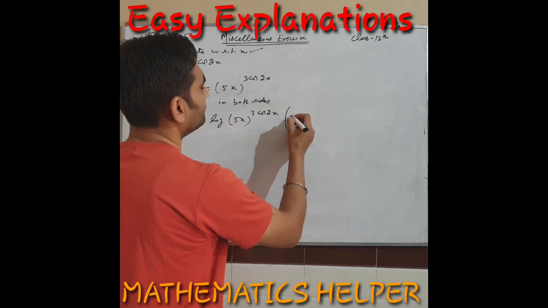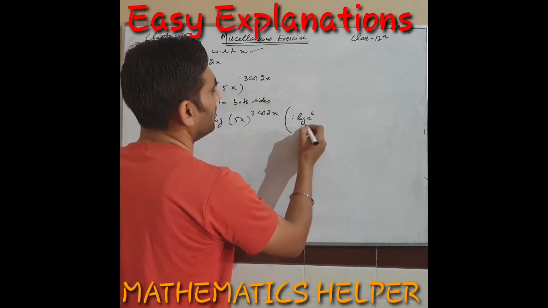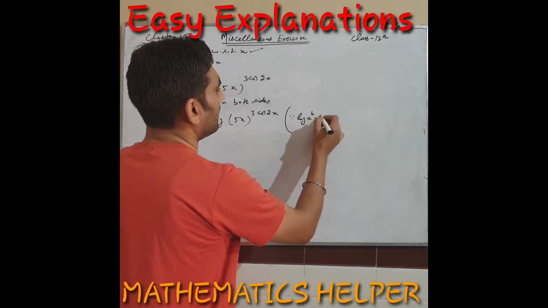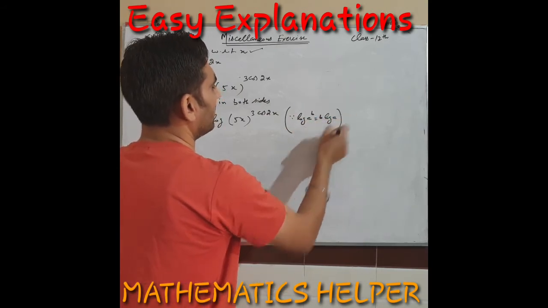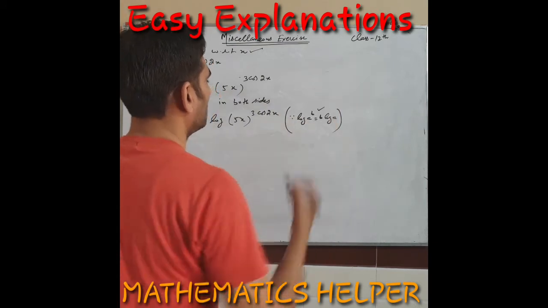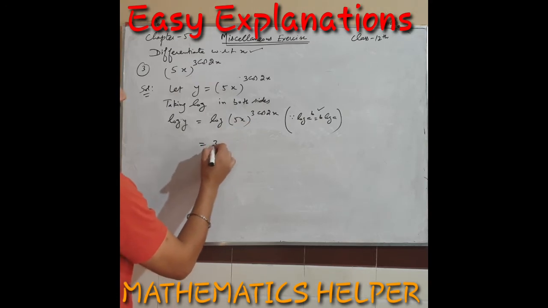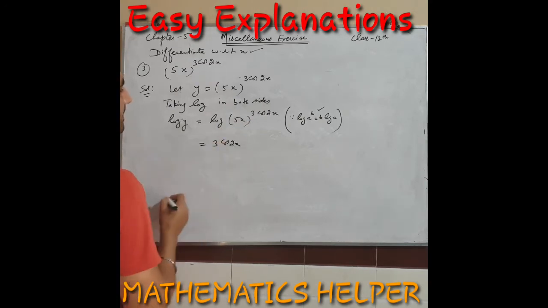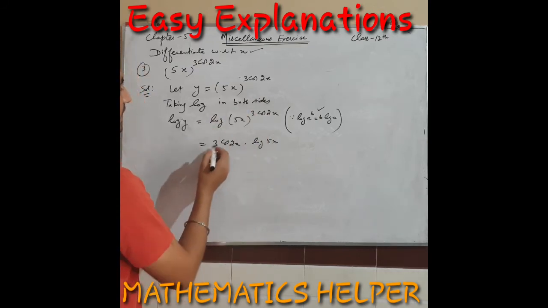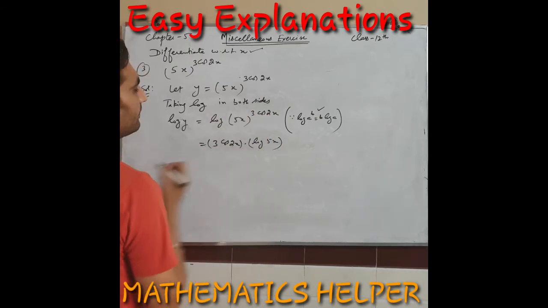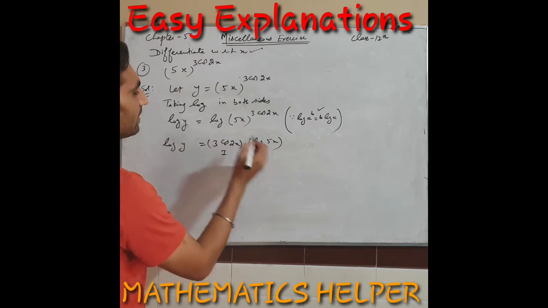Then there is a property of log. Try to remember: log a raised to power b is actually b log a, this power will come in the front. This is the property of log, so you have to remember it. Now we will use it. It will be 3 cos 2x in the front into log of 5x. So you have these two parts. Let's mark them as first part and second part.